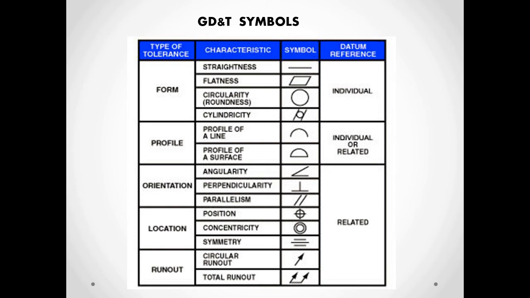Location tolerance. Location tolerance is mainly used to control the position of the feature, that is the feature as well as the feature of size. So suppose you have a hole, the hole is a feature and the size of the hole is called the feature of size. So the position of the feature of size is controlled by the location, which is like having concentric circles also, and symmetry between two median planes is also controlled by using location.